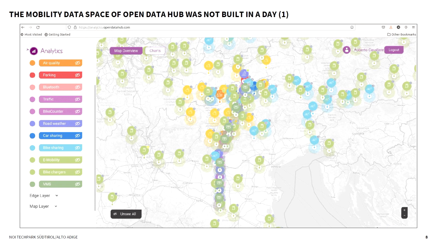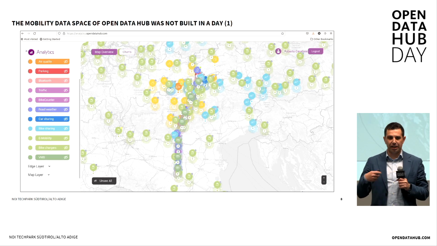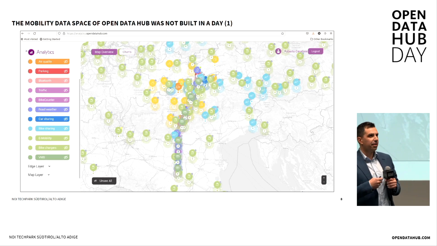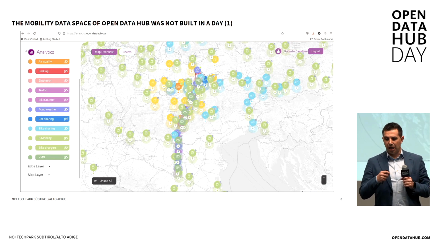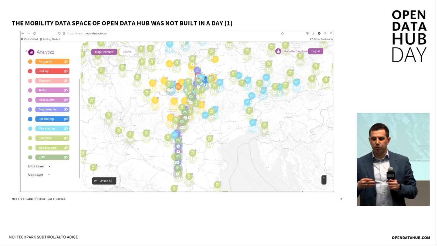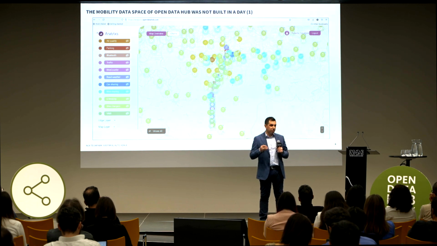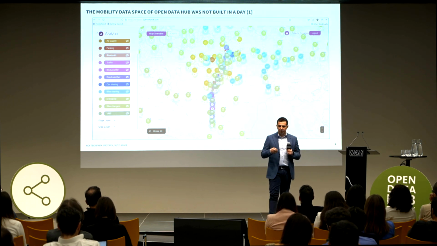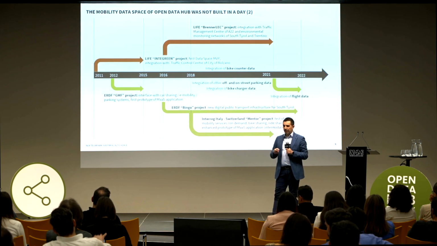This is a screenshot of our analytics from yesterday, and it's nice to see that we really have a lot of data. I think that most of the mobility and traffic systems in our region, and now we are scaling up also outside South Tyrol, have been linked to the Open Data Hub for years. This means that we also have long time series that can be used by AI tools to implement new things. And this is the history.